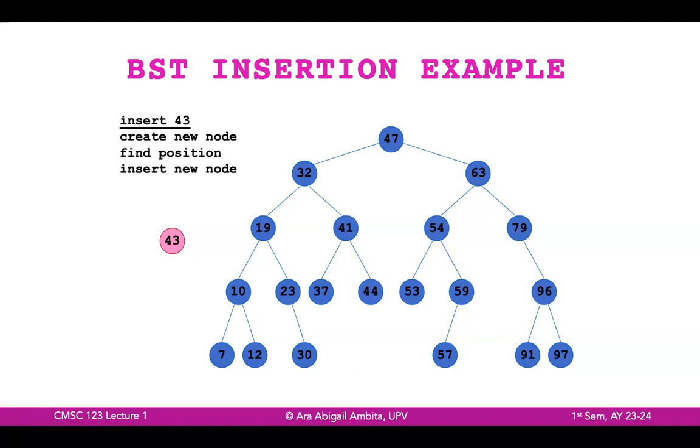Now we are going to insert the item here. We were at 44, and we know that 43 is less than 44, so we are going to add a new node on the left of 44. So we are going to add 43 on the left of 44.